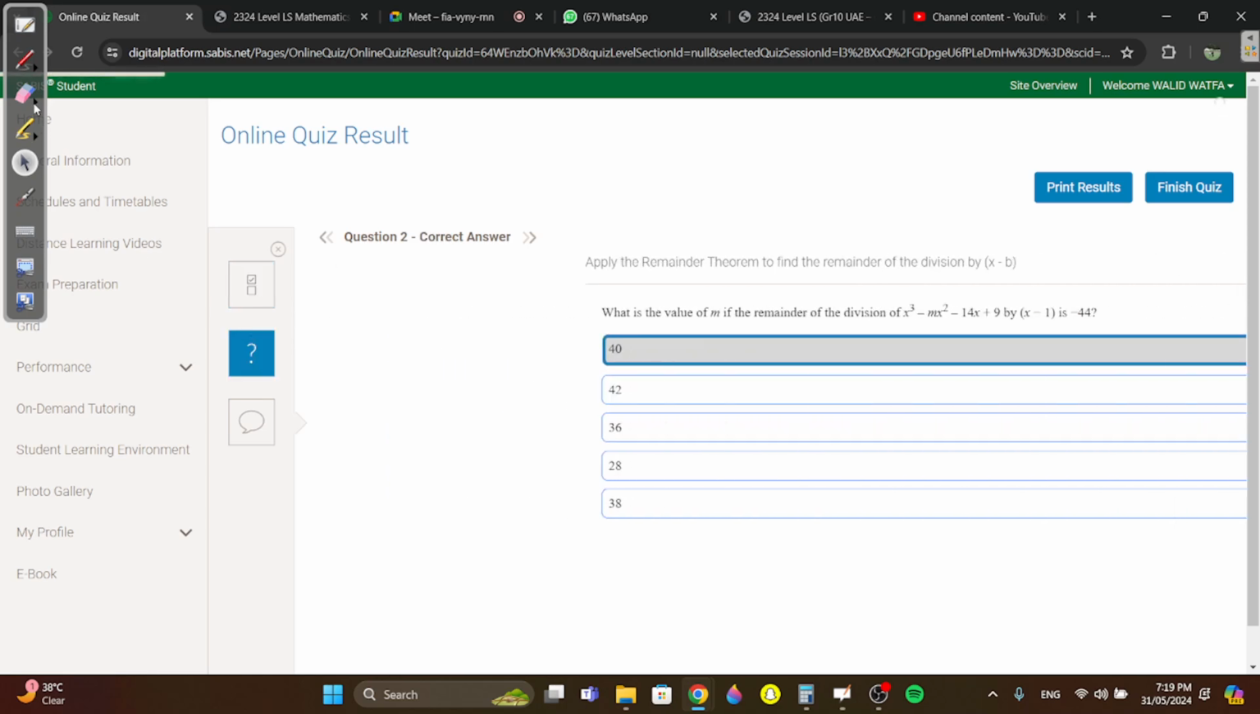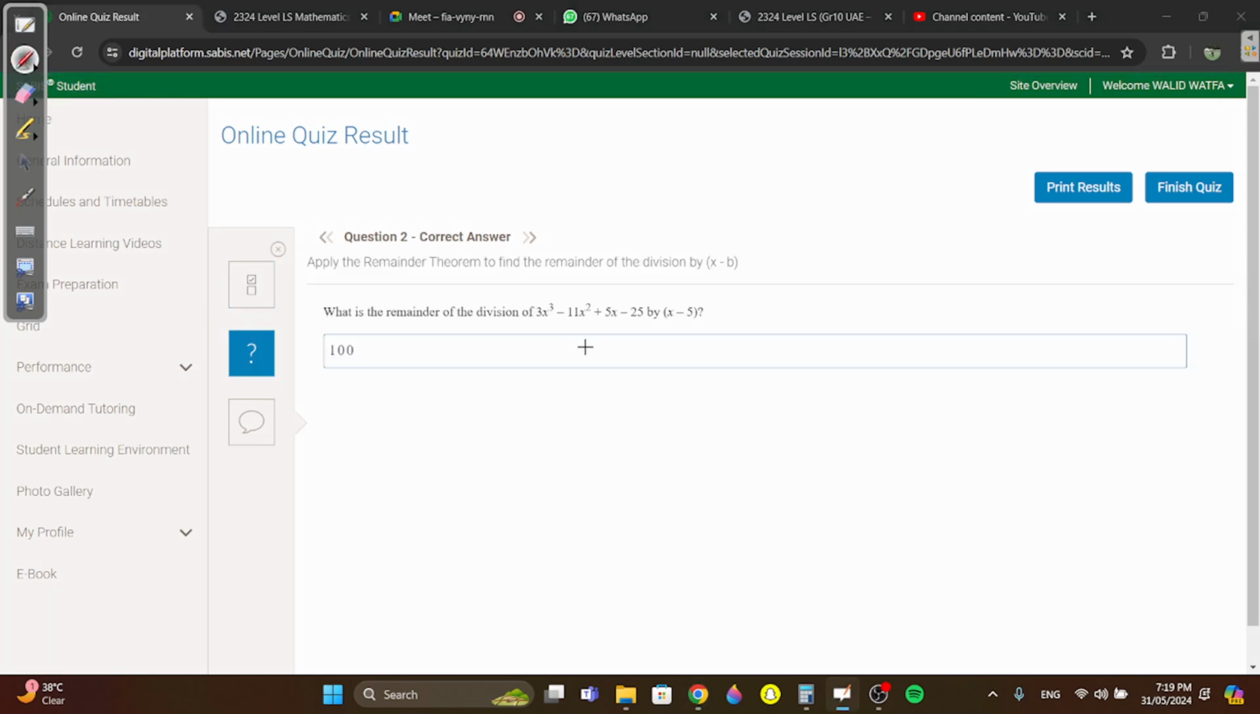Question 2. Some of the questions here have numbers that are a bit big. Again, we just have to substitute 5 if we want to find the remainder. You substitute the opposite, so it's going to be 3 times 5 cubed minus 11 times 5 squared plus 5 times 5 minus 25. You should know that 5 cubed is 125, 5 squared is 25, and 5 times 5 again is 25, minus 25.